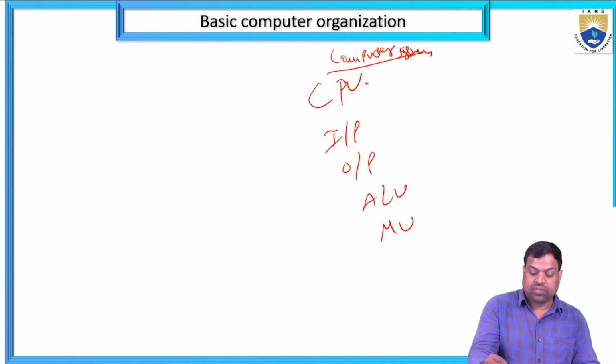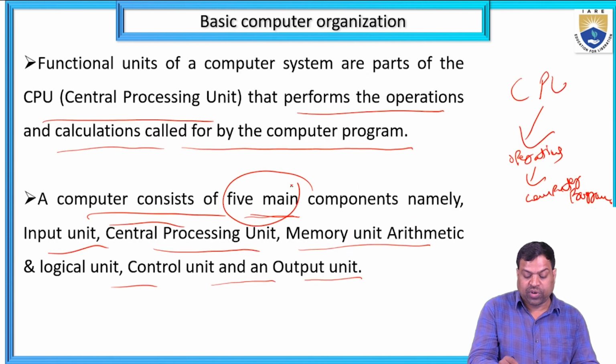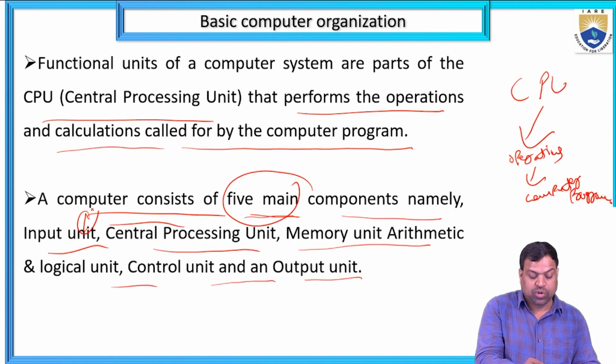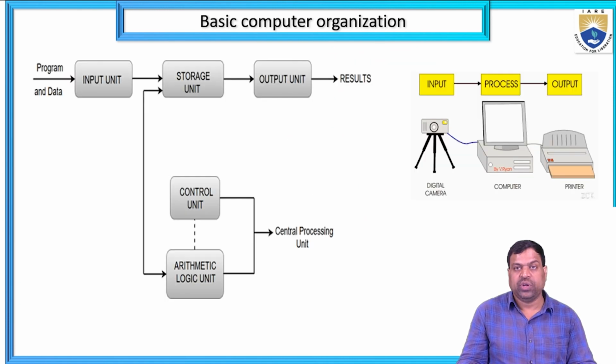So mainly CPU, input, output, ALU, and memory. A computer system consists of five main components: the input unit, the CPU (central processing unit), the memory unit, the arithmetic logic unit, the control unit, and the output unit. So input, output, CPU, ALU, and memory are the major components.